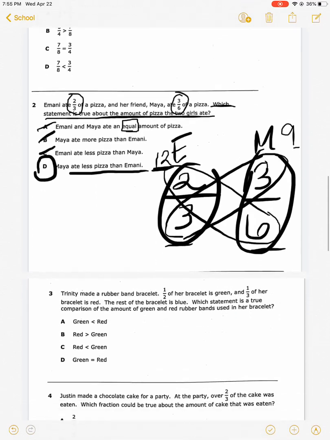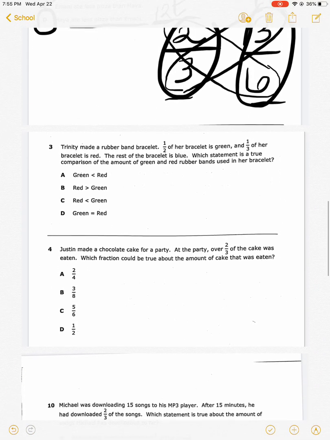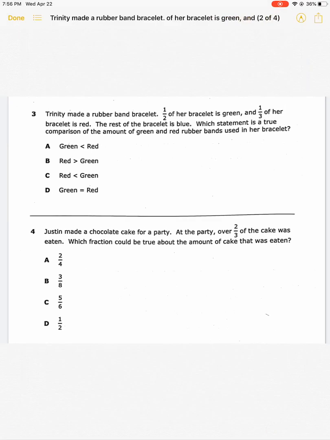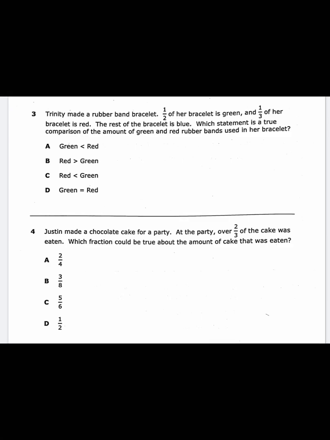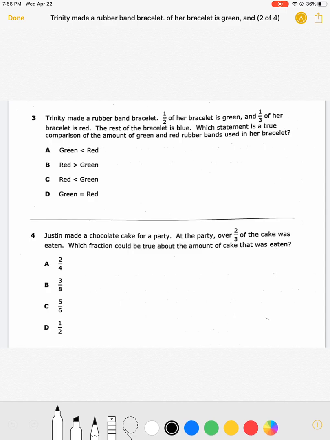Okay, let's look at a couple more questions together. Number 3. Trinity made a rubber band bracelet. Half of her bracelet is green, and 1/3 of her bracelet is red. The rest of the bracelet is blue. Which statement is a true comparison of the amount of green and red rubber bands used in her bracelet? So let's look at this word problem. Our question, which is a true comparison of the amount of green and red rubber bands used in her bracelet? So this is asking about the green and red. So we don't need to know that the rest is blue.